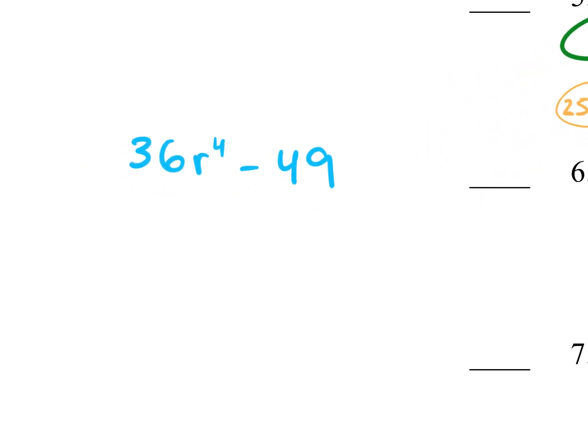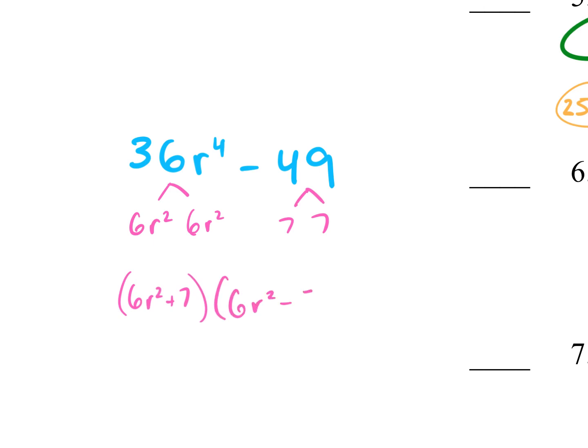Difference of squares. What times what gives us 36r to the 4th power? 6r squared and 6r squared. And what times what gives us 49? 7 and 7. So this would be 6r squared plus 7 and 6r squared minus 7.